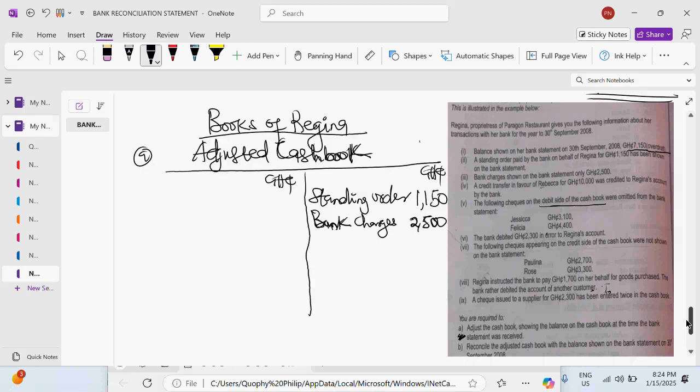So the question must begin with, I mean, with respect to the bank reconciliation statement. Anyway, let's continue with this. When we get there, we'll see what we can do. All right. So what are we doing here?